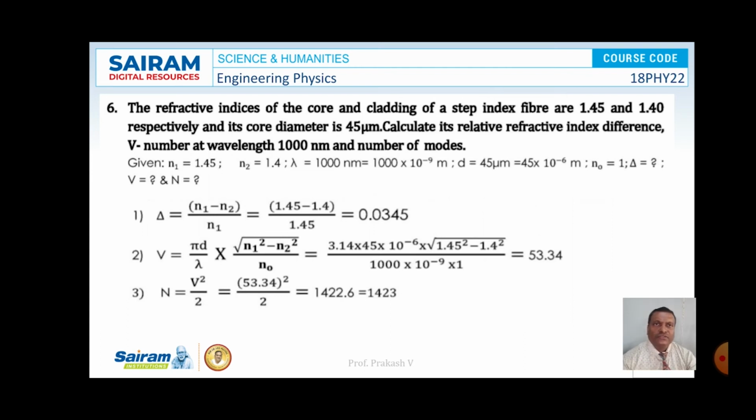Delta is given as n1 minus n2 by n1. And here the value of n1 is 1.45, n2 is 1.4, lambda is 1000 nanometer and d is 45 micrometer. So delta is 1.45 minus 1.4 divided by 1.45, that is equal to 0.0345. And V is calculated as pi d by lambda into numerical aperture, that is square root of n1 square minus n2 square by n0. So substitute all the values and on simplification the value of V is found to be 53.34. And N, the number of modes supported by the optical fiber, is V square by 2, that is 53.34 whole square by 2, which is observed to be 1423. So this is the solution for the given problem.